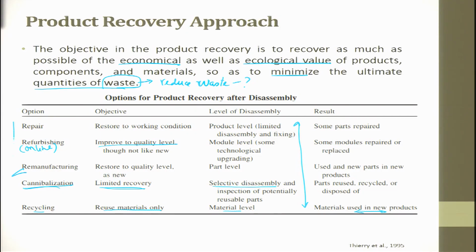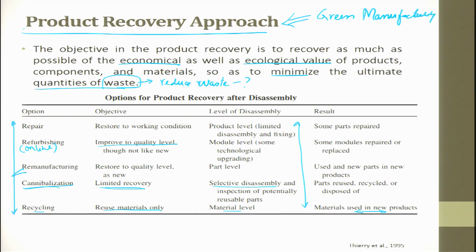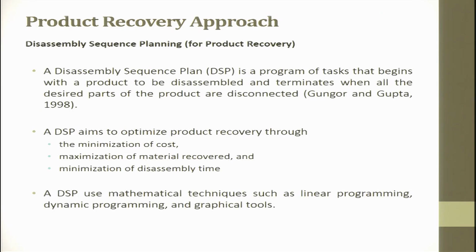So, these are the different options which are available as far as product recovery approach is concerned. Now, when we talk about green manufacturing, these are the major components, concepts and technology which are used. These are some of the options for recovery: repair, refurbishing, remanufacturing, cannibalization and recycling. Next, disassembly sequence planning for product recovery.